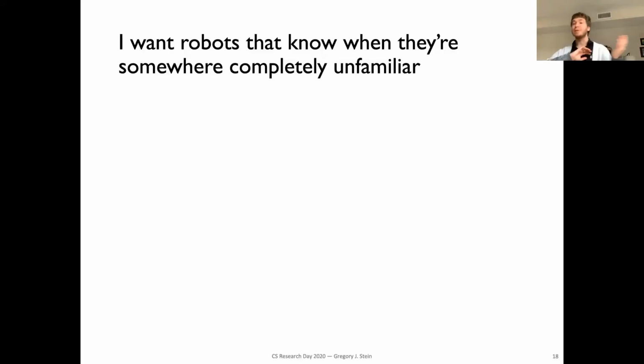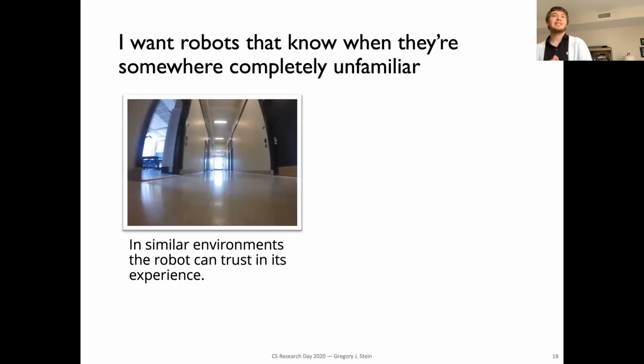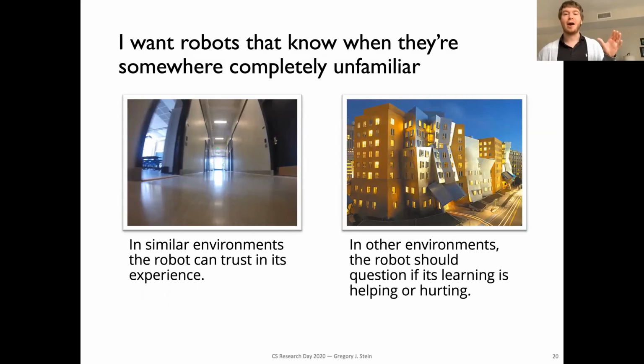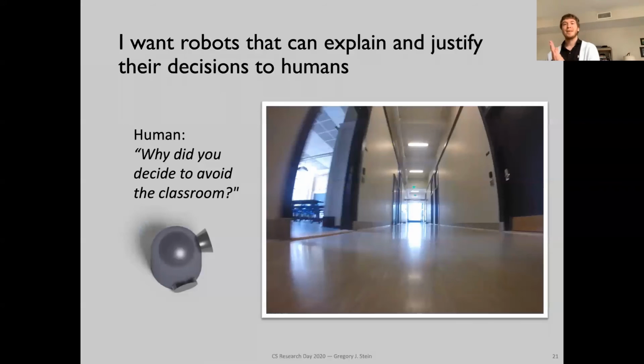So briefly, some of the projects that I'm potentially interested in, for any students in the room that are interested in talking to me, is I want robots to know when their judgments are maybe poor. For example, in similar environments, like the ones that they have seen at training time, robots should justifiably trust their experience. But when placed in an environment that is somehow fundamentally different to any that it has seen before, the robot should have a mechanism for questioning whether its learning is helping it or actually hurting it, and decide to use a different planning strategy online as it navigates.